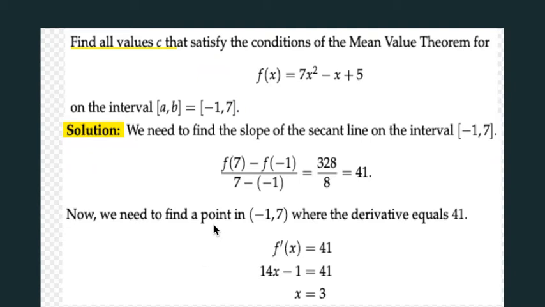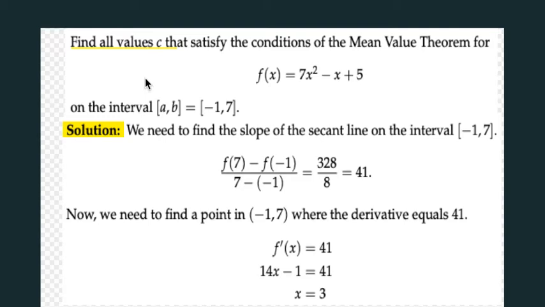So here we go. Here's the question. Find all values c, meaning x equals c, that satisfy the conditions of the mean value theorem for f at x equals 7x squared minus x plus 5. Okay, so let's go through this. And I haven't written down the formula for you yet. We'll do that as we go.